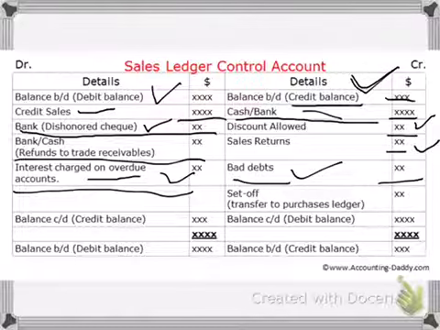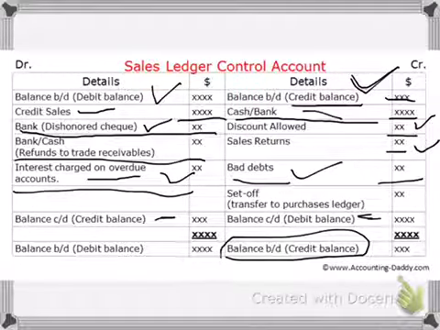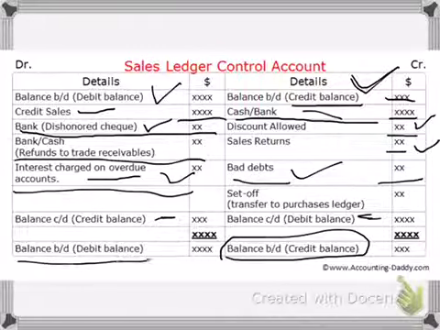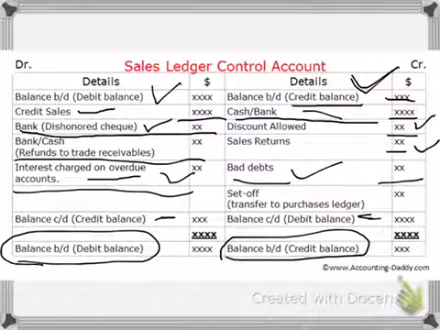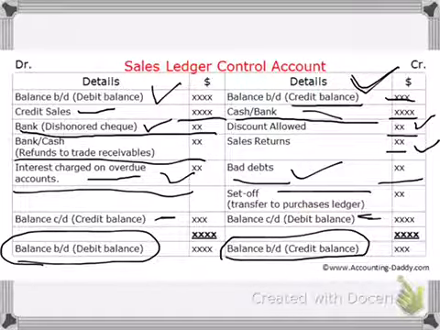Finally, these are balance carried downs. These are obviously your closing balances. This balance usually will be given to you, right? So a credit balance, if there is any in a sales ledger control account, will obviously be given to you. You won't have to calculate this. Usually we have to calculate this, the ending balance. Okay, so the last thing is the set off, which is transferred to the purchase ledger.